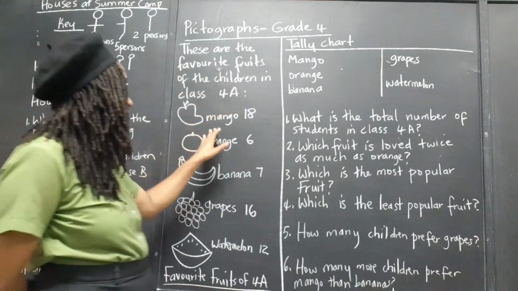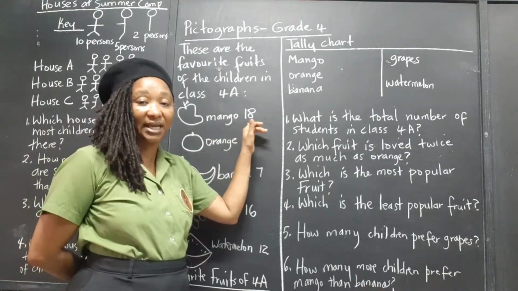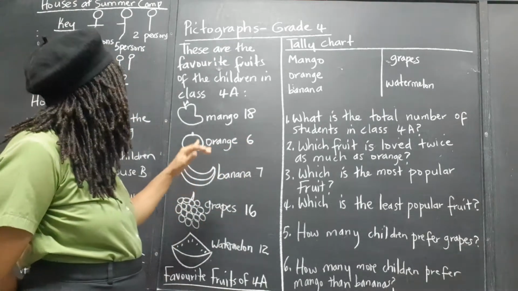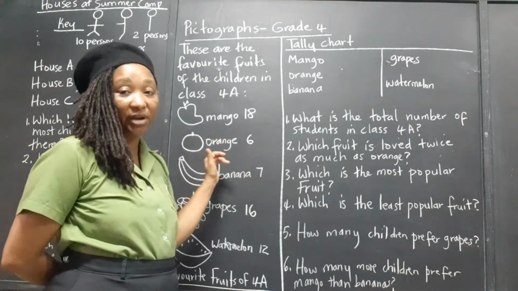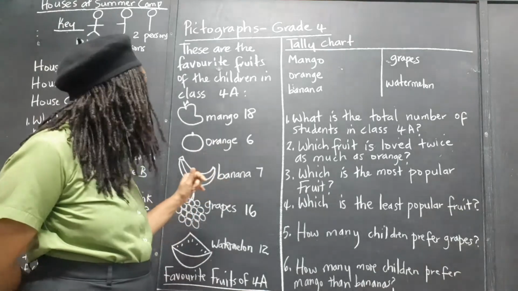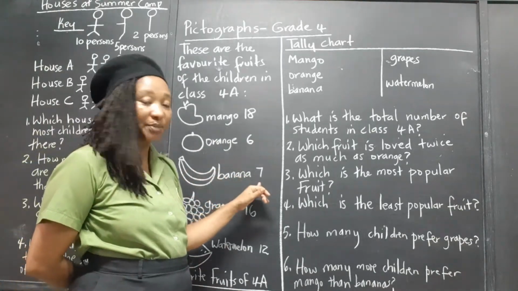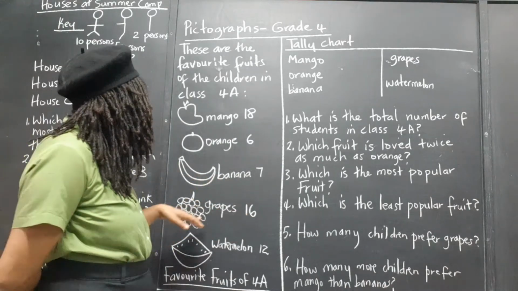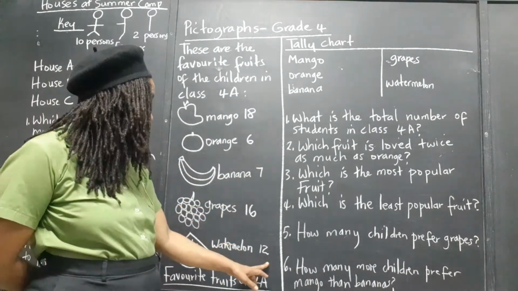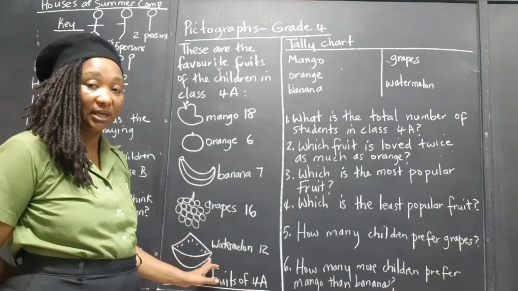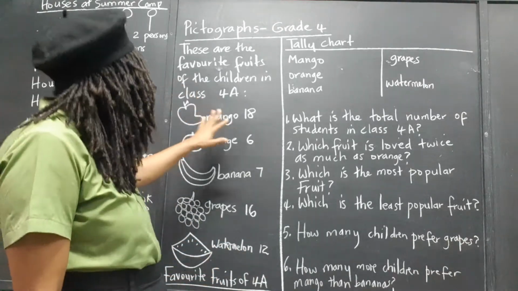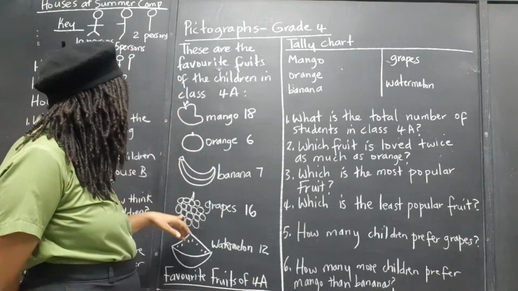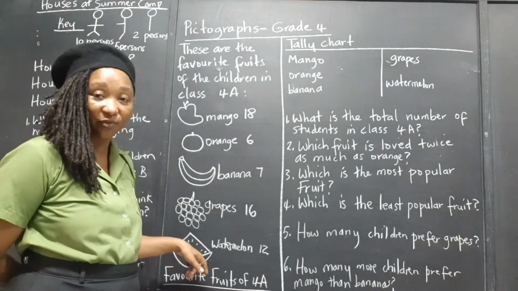So for the mango, 18 students said that mango was their favorite fruit. 6 students said that orange was their favorite fruit. 7 students preferred banana. 16 students preferred grapes, and 12 students preferred watermelon. Now, as soon as we look at the pictures, we can see that's a mango, that's an orange, that's a banana, these are grapes, that's a slice of watermelon.